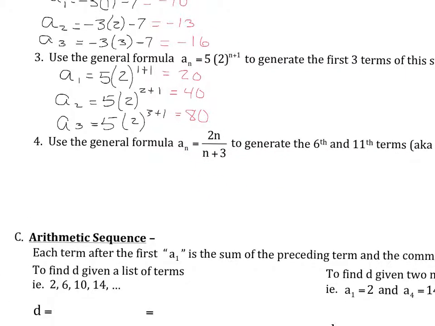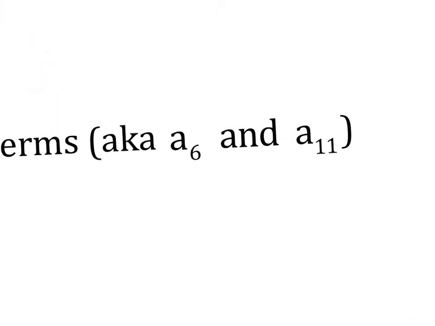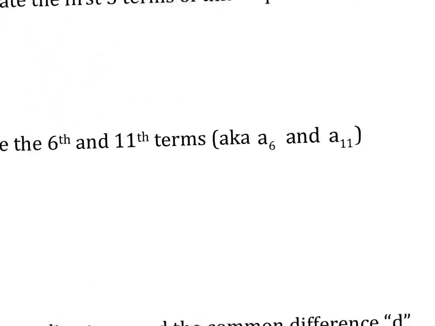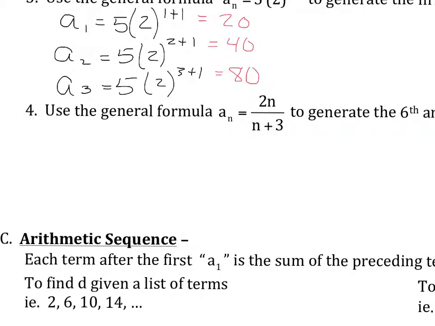Next one, 4, we're going to use the general formula a sub n to be 2n over n plus 3, so this is not geometric and it's not arithmetic, because it's not set up as an equation of a line or the power with a base to an exponent like number 3 was, to generate the 6th and 11th terms. So aka we're looking for a sub 6 and a sub 11. So we don't have to find any other terms than those if we have the general term.